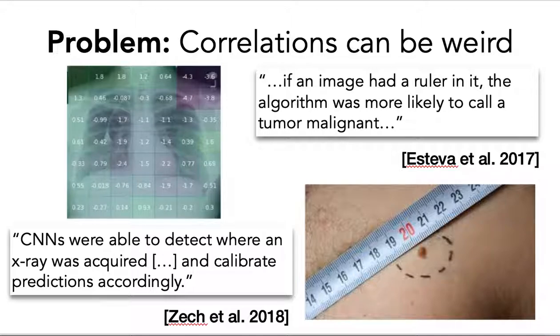Similarly, there is another study which showed an app that was trying to detect whether a change on your skin is dangerous or benign. And again, it turns out that the presence of a ruler in the picture was a strong signal to figure out which one is which. So this is something where there are correlations that seem to be helpful, but actually are very misleading.